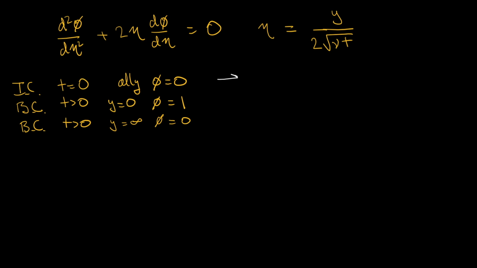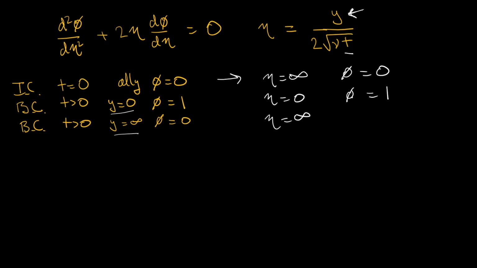So for this term, when t is equal to 0, note that our eta over here goes to infinity. So this initial condition turns into eta equals infinity, and we still have phi is equal to 0. Now our second condition, when y is equal to 0, if we look up here, that means eta is equal to 0. And here we have phi is equal to 1. So far so good. When y is equal to infinity, if we look again up here, we have that our eta is equal to infinity. And again, our phi is equal to 0.